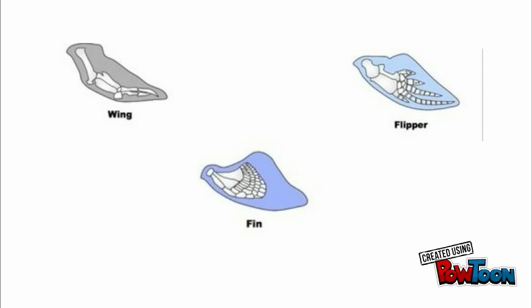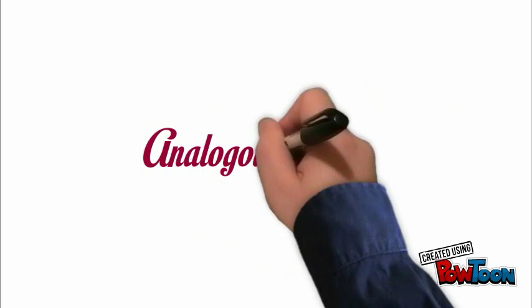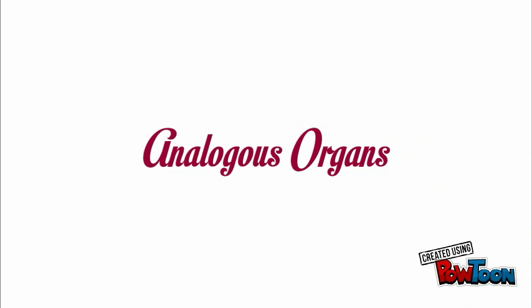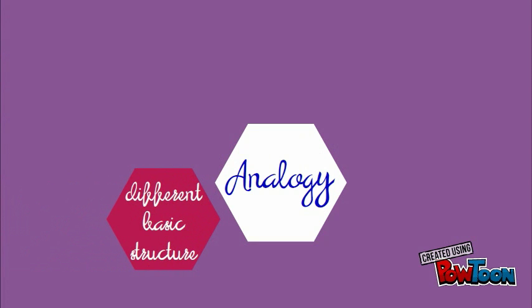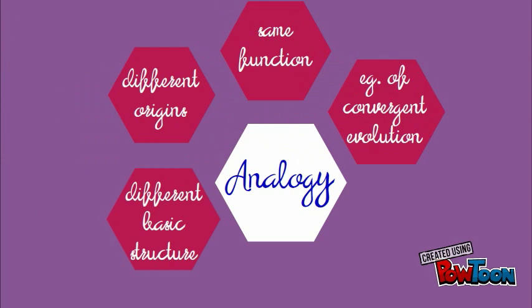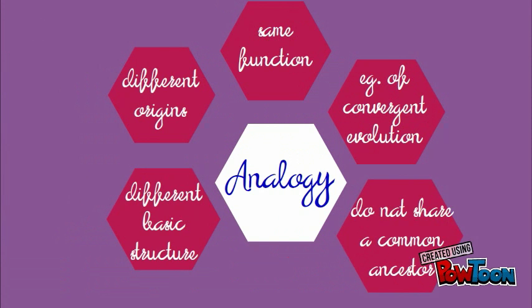Such structures that have similar functioning but have a different basic structure are called analogous organs. Analogous organs usually have different basic structures, different origins, but perform the same function. They are also an example of convergent evolution and do not share common ancestors.